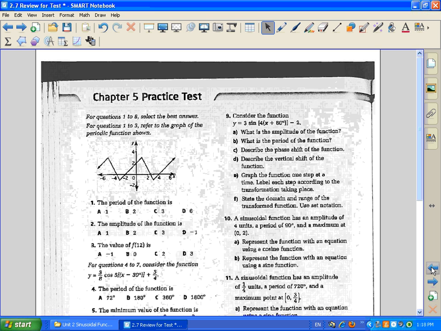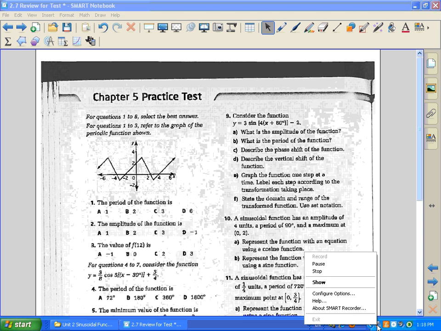And again, please come see me. Let's clarify any questions before you have your test because I want to have great results on your test.